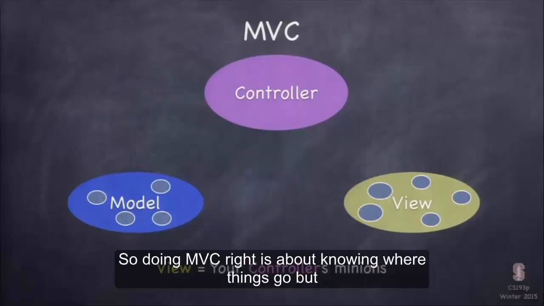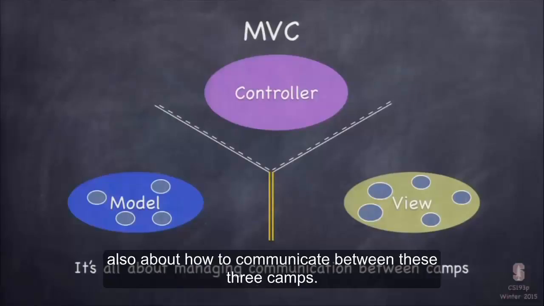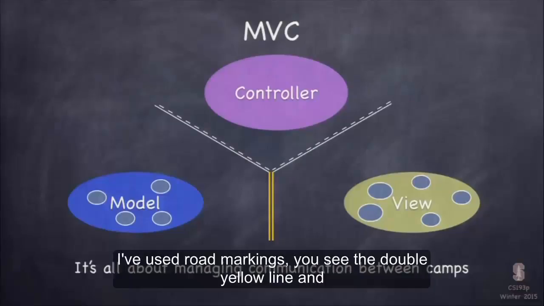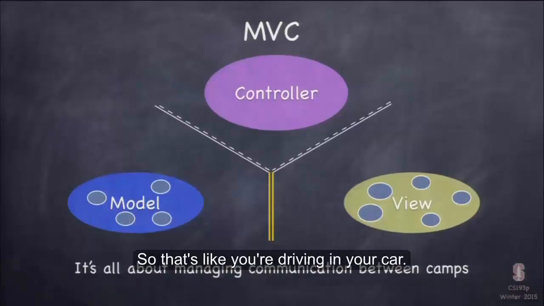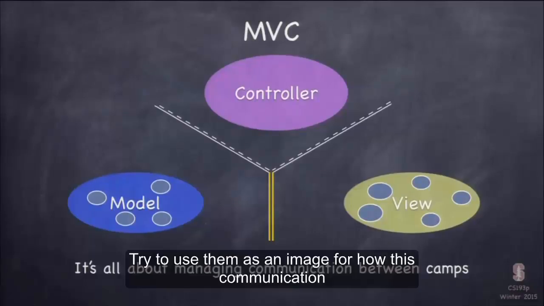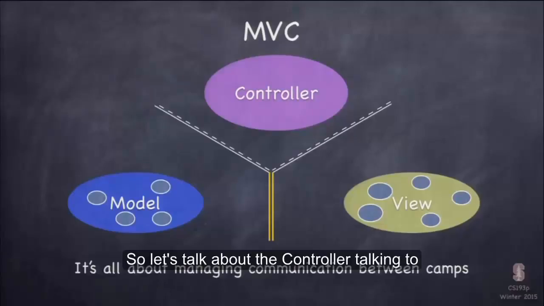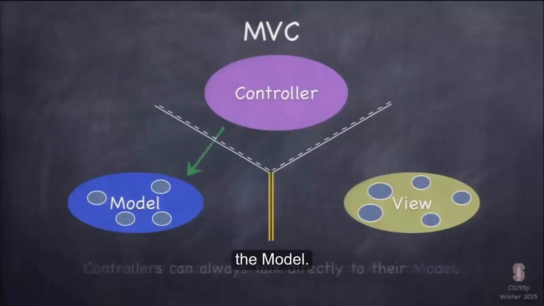Okay? So doing MVC right is about knowing where things go, but also about how to communicate between these 3 camps. And so I'm going to try and summarize how the communication works between these camps, and I've used road markings. You see the double yellow line and then the dashed white line, so that's like you're driving in your car. Try to use them as an image for how this communication happens, where it's allowed, where it's not allowed. So let's talk about the controller talking to the model.